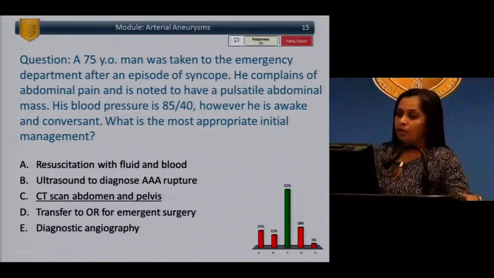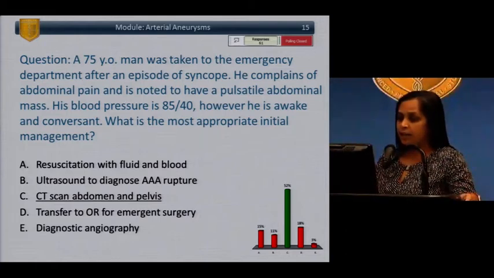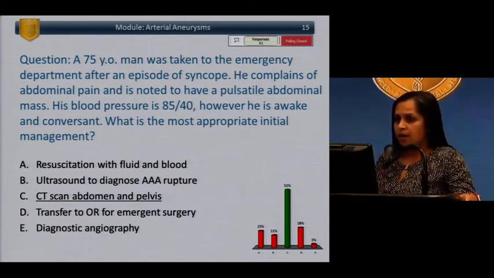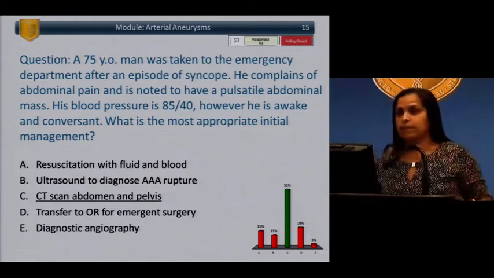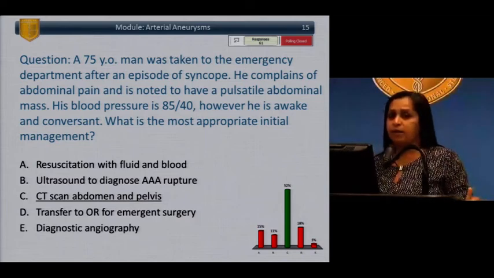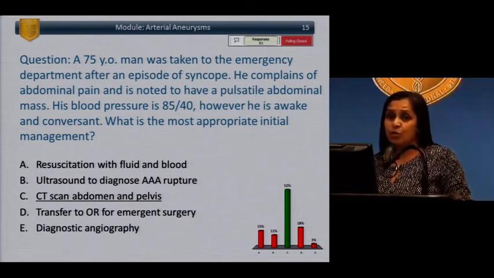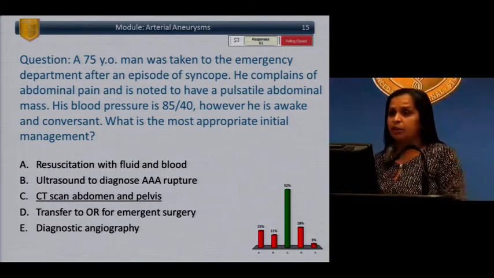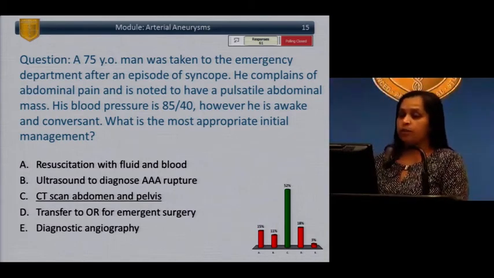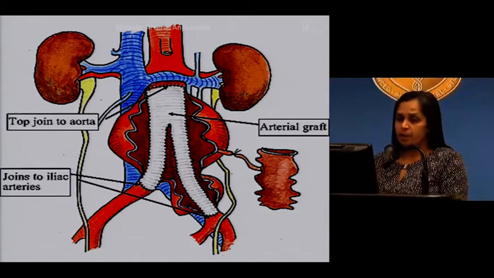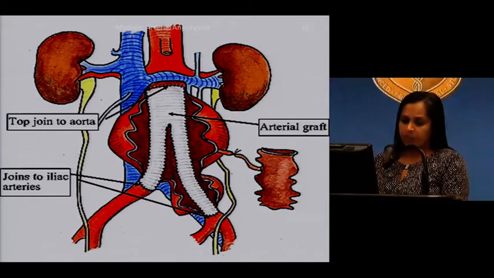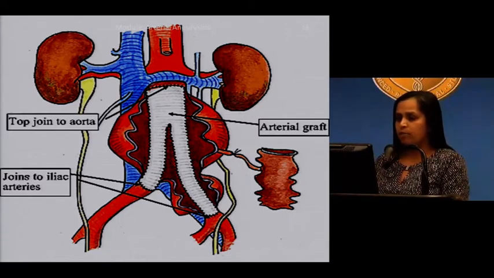So the correct answer in this patient is C, CT scan of the abdomen and pelvis. We suspect this patient has a rupture, but he is still maintaining his mental status. And in the era of rapid CT scans, a CT scanner can give us a rapid diagnosis, and it can also help us to guide treatment, especially if you have the capability to do endovascular repair in some of these patients. So this is just a diagram of an open repair for an abdominal aortic aneurysm.